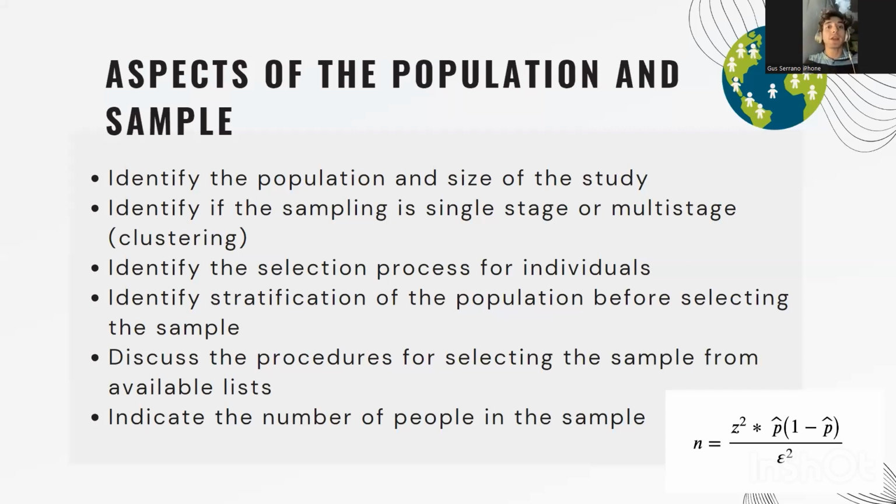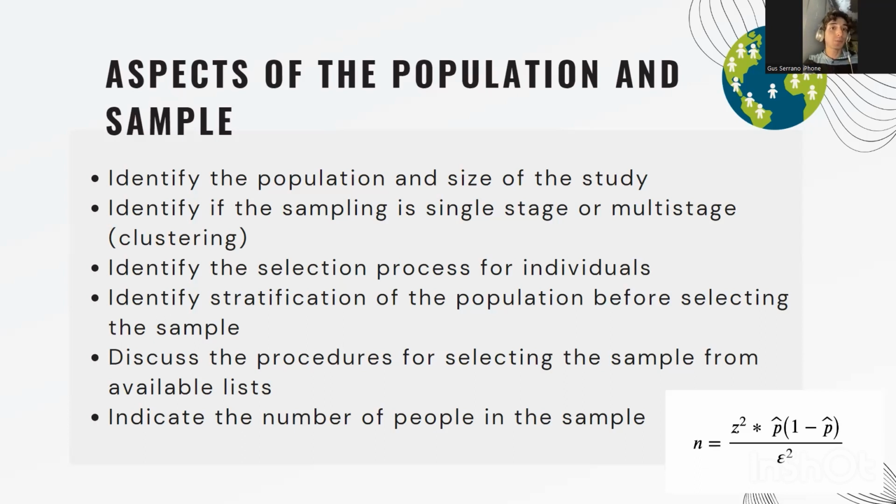Here are essential aspects of the population and sample to describe in a research plan. First of all, identify the population and size of the study. Identify if the sample is single-stage or multi-stage. A single-stage sample procedure is one in which the researcher has access to names in the population and can sample the people directly. In cluster sampling, the researcher first identifies clusters. These are groups or organizations, obtains names of the individuals within those clusters, and then samples within them.